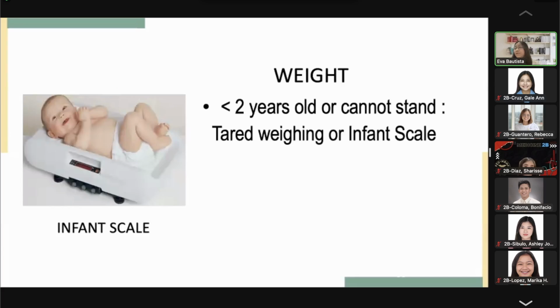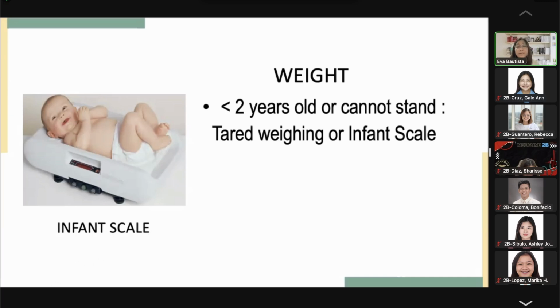So we use an infant scale. This is an infant scale. We use it in weighing those less than 2 years of age. But of course, it's dependent on the maximum weight capacity. So if the child weighs higher than that, then you can't use the infant scale anymore.